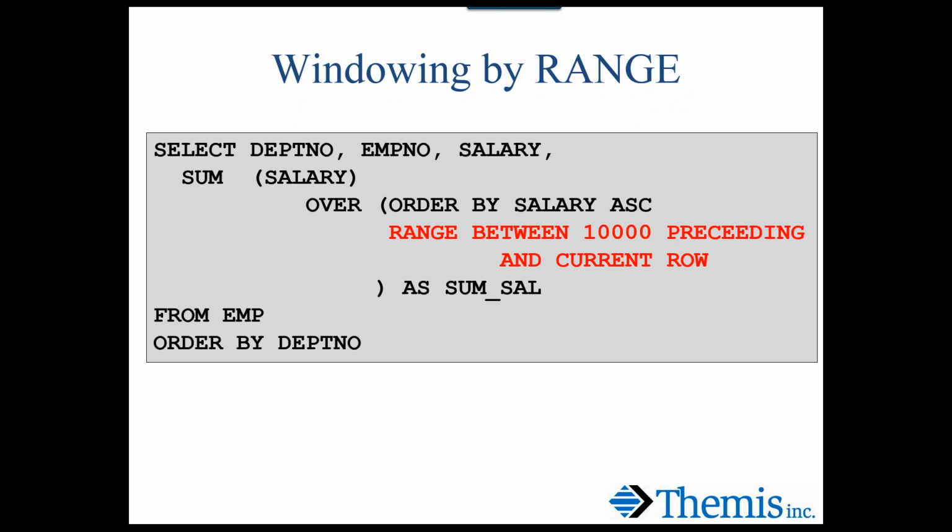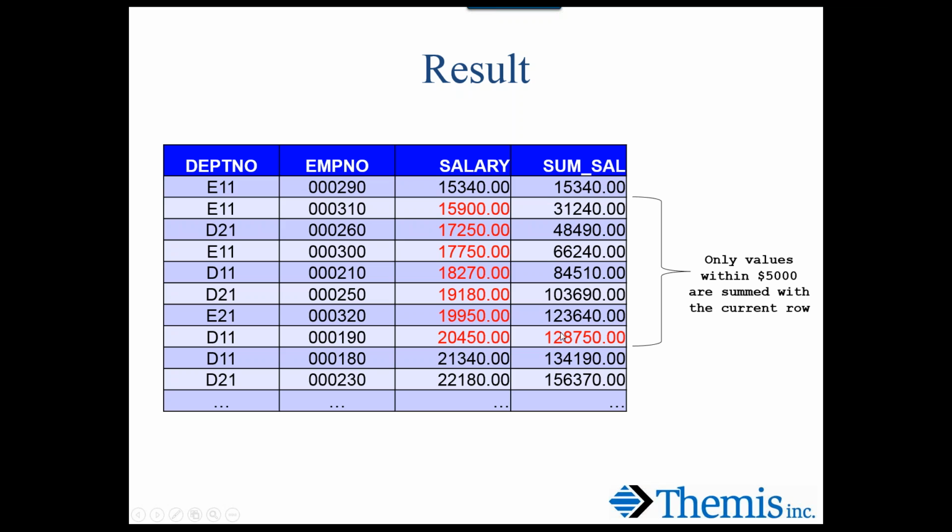So in this example here, I'm still summing salaries. I'm ordering by salary ascending, range between 10,000 preceding and current row. So let's see how that works out. So you see my list of people here, and we're starting with the smallest salaries. So every salary to be considered is going to look back, in this case, $10,000. If I'd said rows preceding, it would have been 10,000 rows, right? But when I say 10,000 with a range, I'm talking about actual range of values.